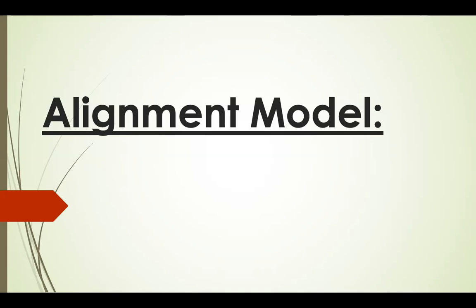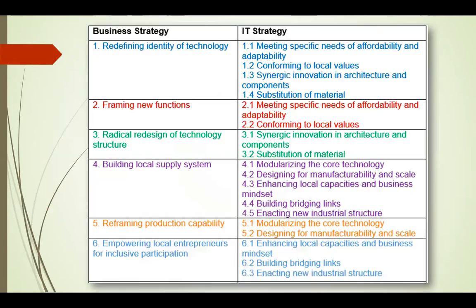So the alignment model for this case study on China's solar thermal industry starts off with redefining the identity of technology, which is the business strategy, as you can see. And this is one of the primary factors in enhancing appropriateness of technology. In terms of its main factor, redefining identity of technology is broken up also into processes 2 and 3.